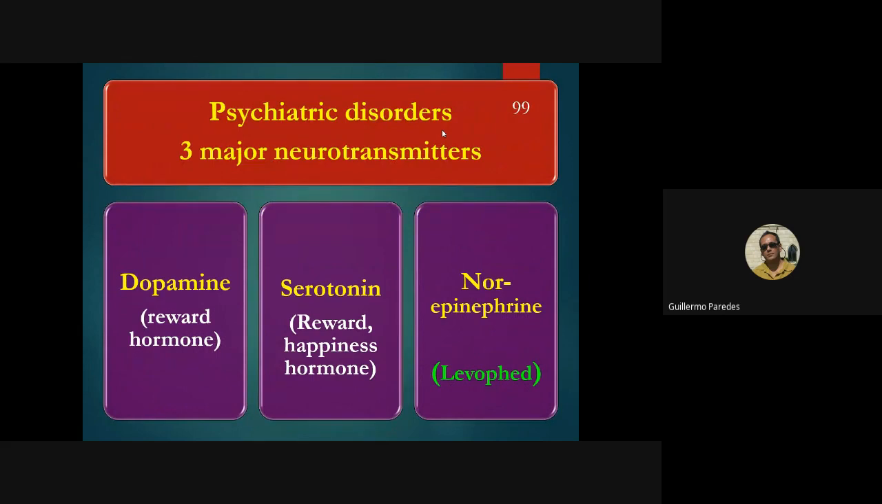Now, very fast, because we need to finish this introduction. The psychiatric disorders involve three major neurotransmitters. Neurotransmitters are proteins produced by the nerve cells, transmitted by action potential, etc. These neurotransmitters produced by the nerve cells have dual activity. They have two different activities.